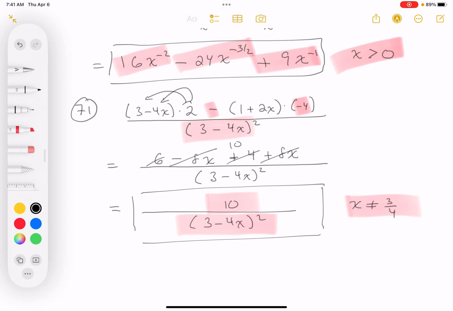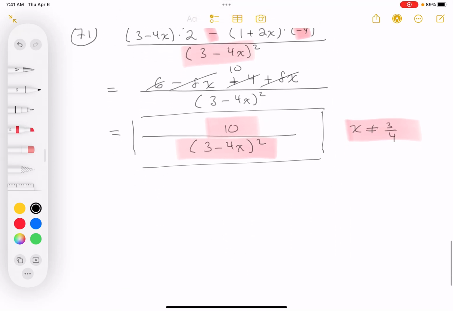Okay, we just finished 71. We're going to go on to 72 now. And 72, it really kind of looks bizarre. There's a complex fraction over here.